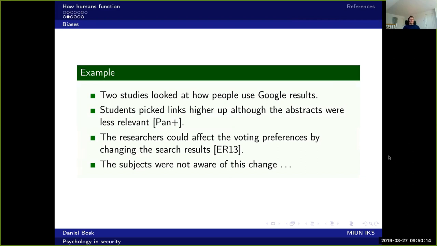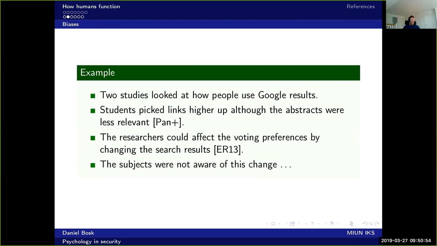Another example of this is there were two studies which looked into how people use the Google results. So in one study, they had some students and they modified the search results a bit. So they reordered Google search results. And the students had a tendency to pick links from higher up, although the small abstracts, the snippets that Google gives you, were less relevant to their search compared to results that were further down.